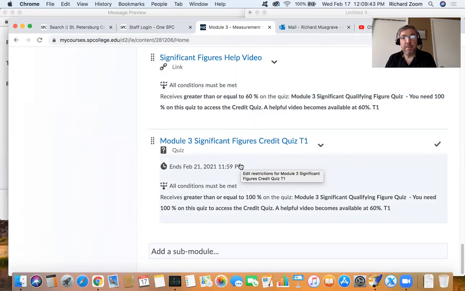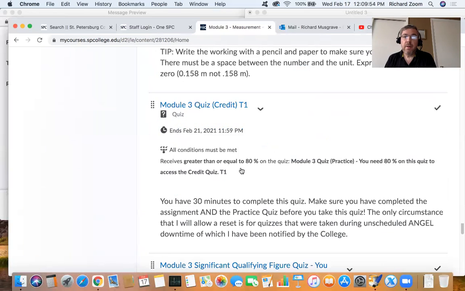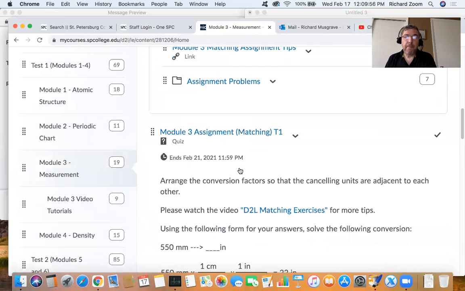Sometimes I've seen people who take it 20 times before they get 100%. I've seen other people take it twice and still get 100%. So I don't know. It all depends on how your knowledge of significant figures is. All right, so that's for Module 3.